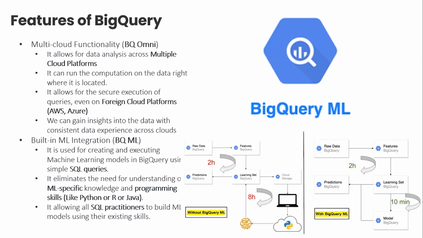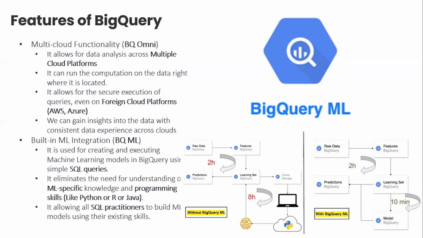At the same time, it can run the computation on the data right where it's located. Sometimes we can connect the data as an external source, what we used to call the linked server concept, right? Using a linked server concept, we can create connections to external cloud storage and do the analysis, so the computational cost is taken care of, and the storage resides in the foreign cloud platforms, that's your Azure and AWS. If you have any other, like IBM, we can provide that too. In the same way, we can gain insight into the data with a consistent experience across the cloud. That is the big advantage when you are using BigQuery.